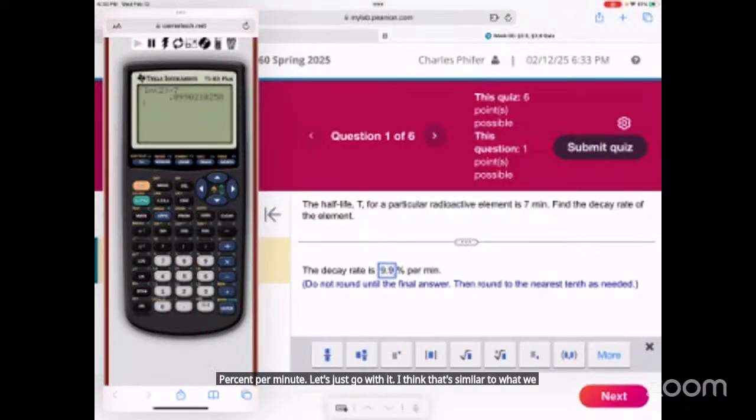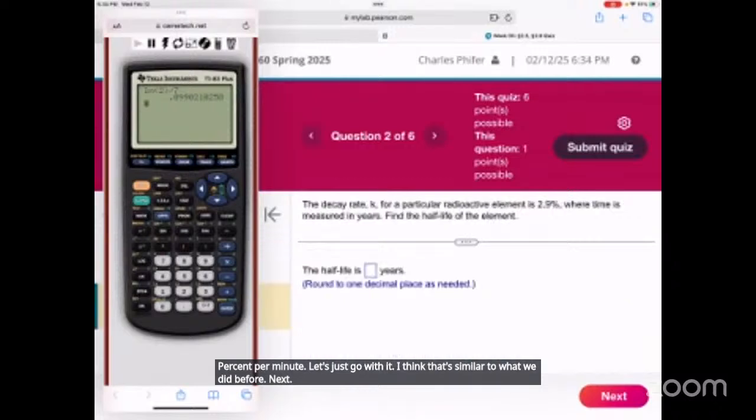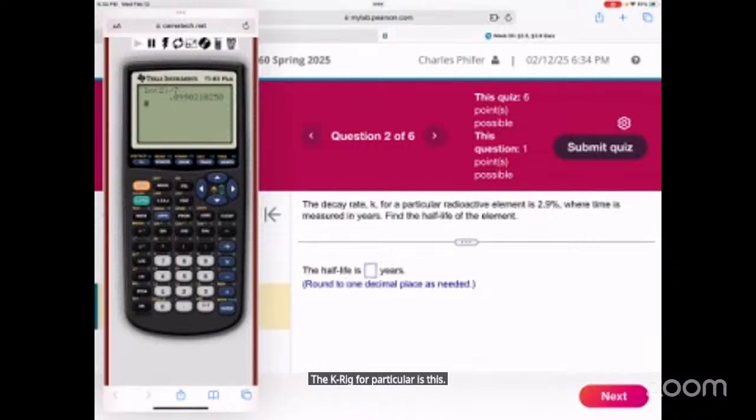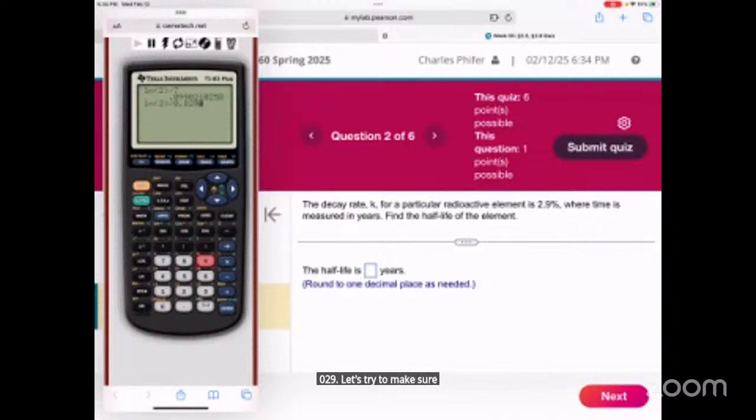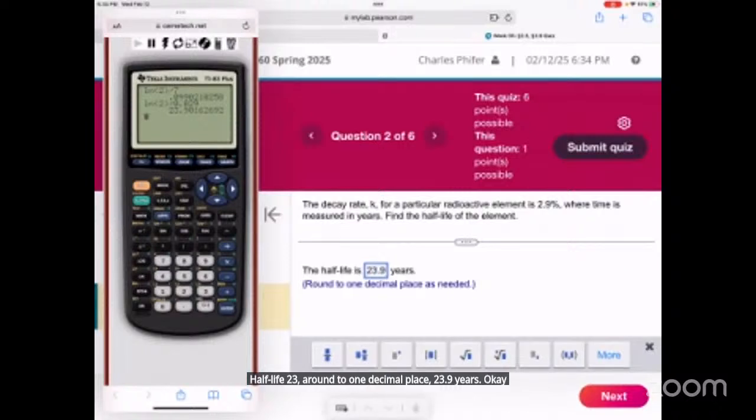Next. The decay rate for particular is this. Find the half-life. Okay. So T equals the natural log of 2 over K. So we're just going to do the natural log of 2 over, as a decimal, 0.029. Let's try to make sure to type it proper this time. Half-life, round to 1 decimal place, 23.9 years. Okay, let's go to the next one.